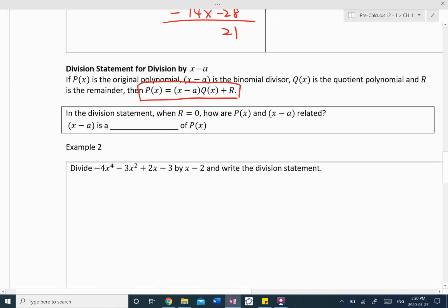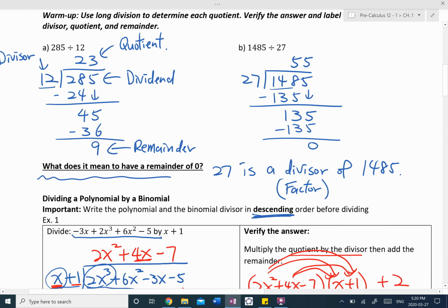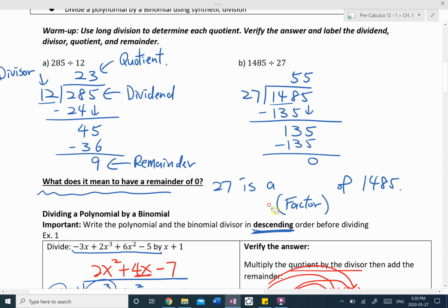Okay, so here in the box it says in the division statement, when r equals 0, how are p of x and x minus a related? How are they related if the remainder is 0? We talked about this earlier with just numbers. If the remainder is 0, then that means the divisor is a factor of the dividend. It's exactly the same thing here. X minus a would be a factor of p of x. So maybe I should go back and just erase that. And it is a factor.